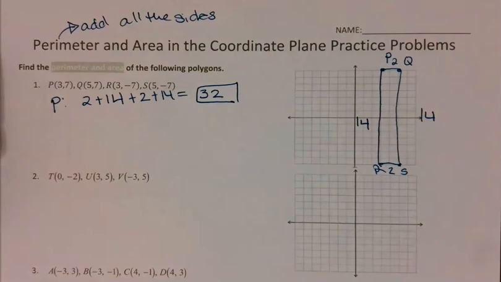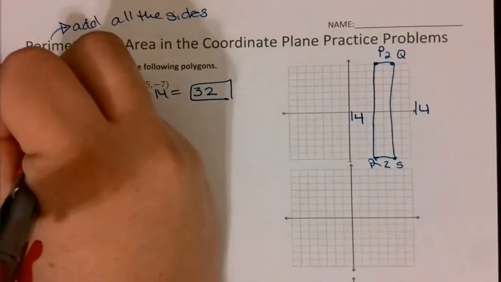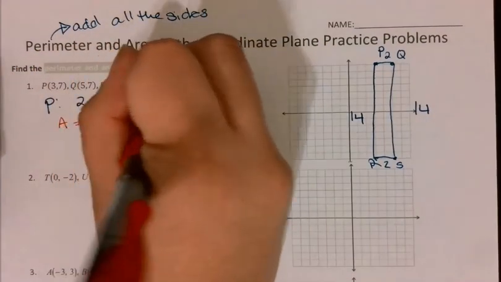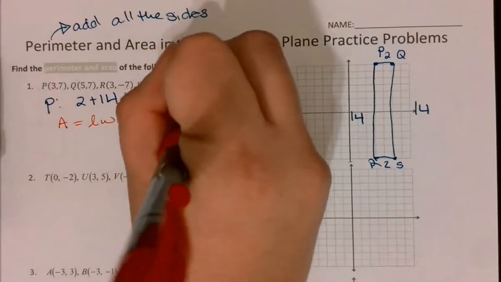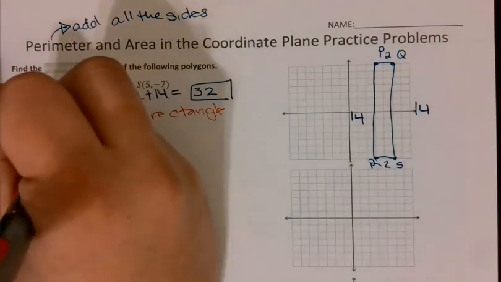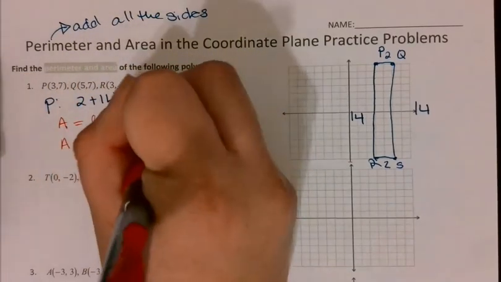Okay, then to find the area for a rectangle is length times width. So I'm going to do 2 times 14, which gives me 28.